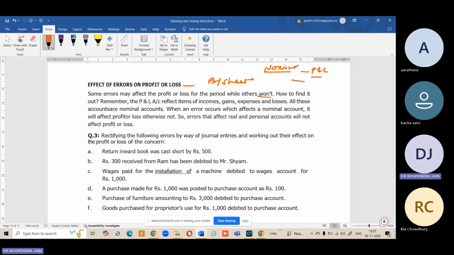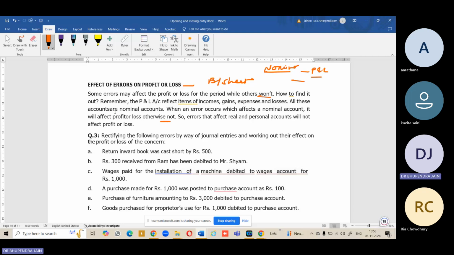Then how to find it out? Remember, the profit and loss account reflects items of income, gain, expenses, and losses. And all these accounts are nominal accounts. When an error occurs which affects a nominal account, it will affect the profit and loss account, otherwise not.